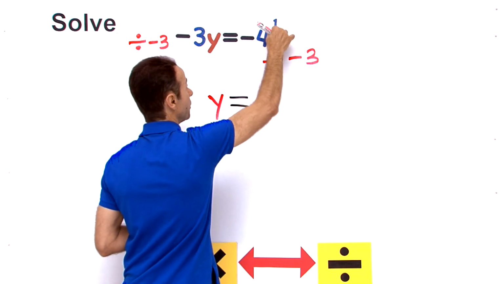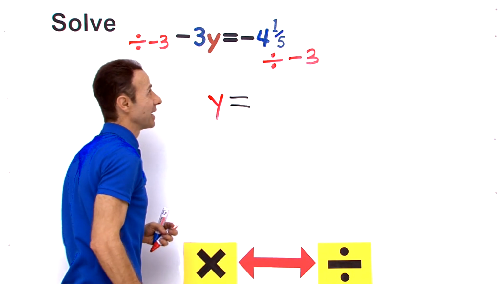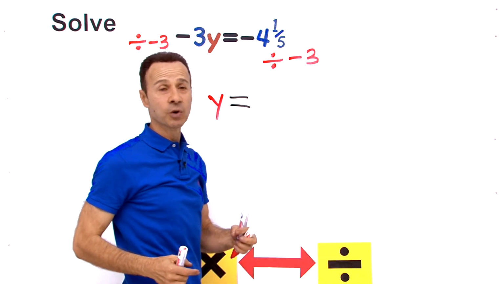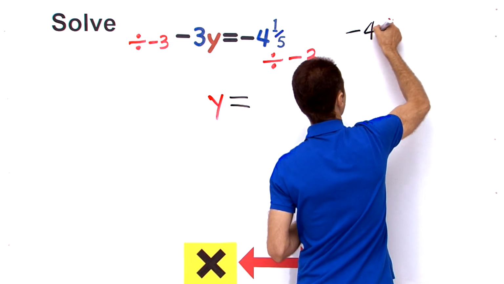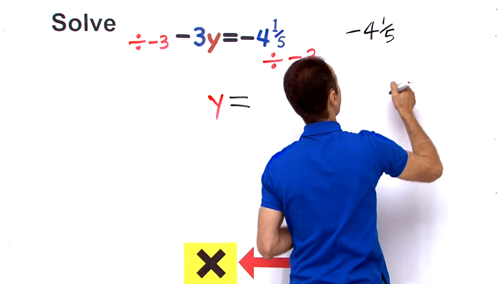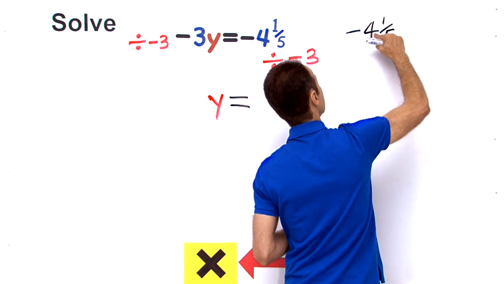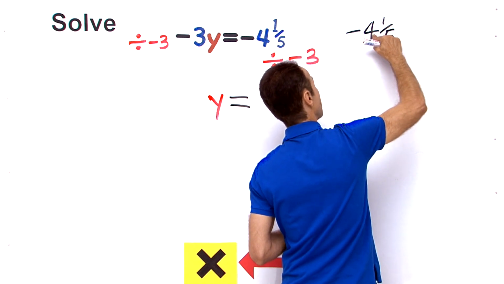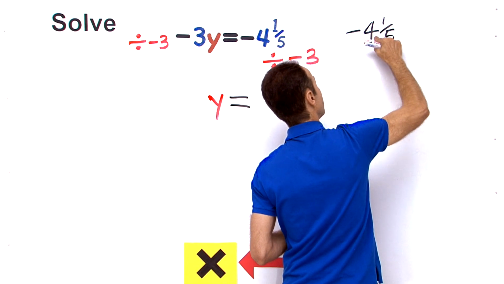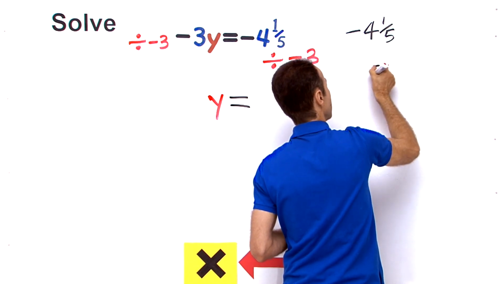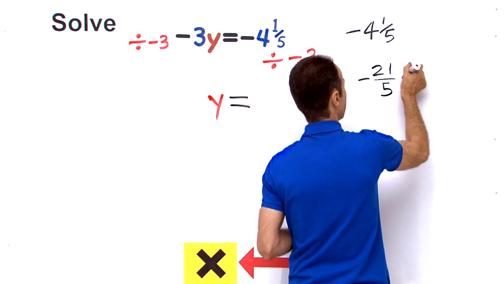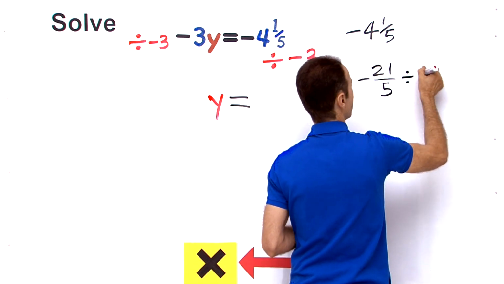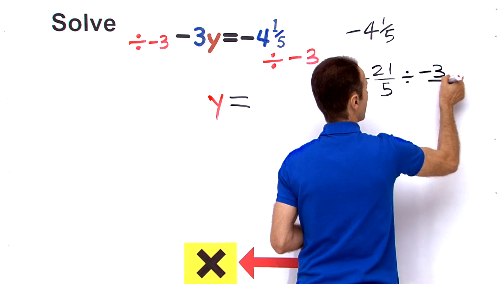Now we've got -4 1/5 divided by -3. So let me just go over here. If you remember fractions, the -4 1/5, I'm going to change that to improper. So that's 5 times 4, the denominator times the whole number, plus the numerator. 4 5s are 20, plus 1 is 21. So that's 21 on 5. Remember, it's negative. And we're going to divide by -3. And we'll put it over 1.